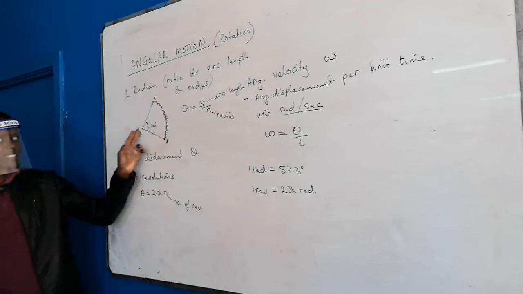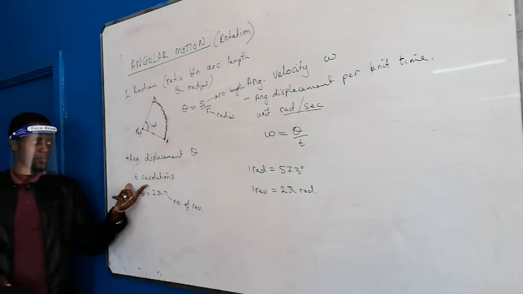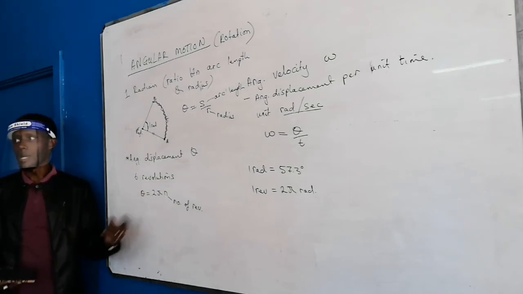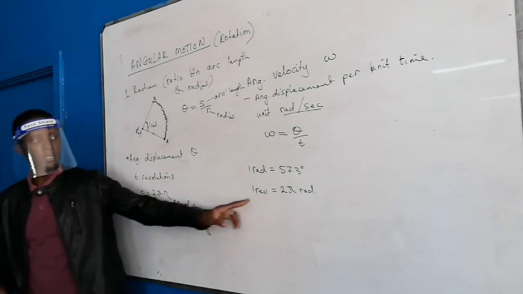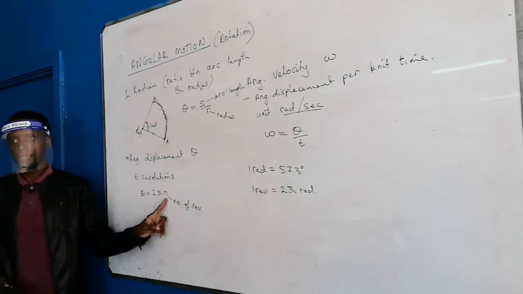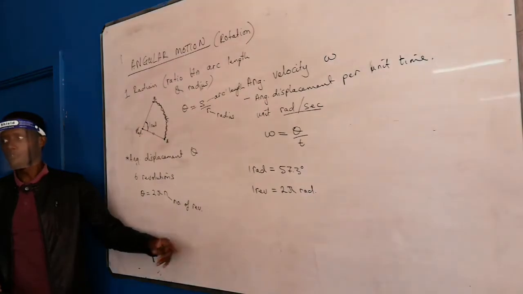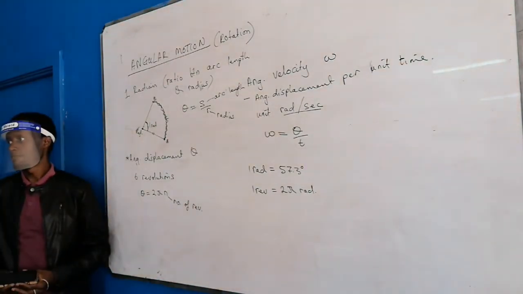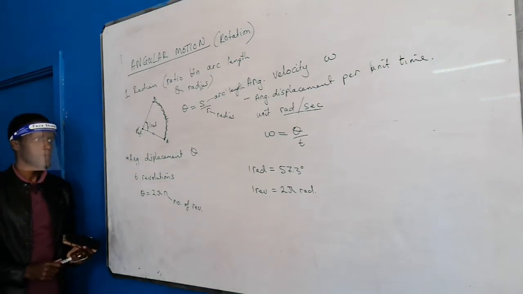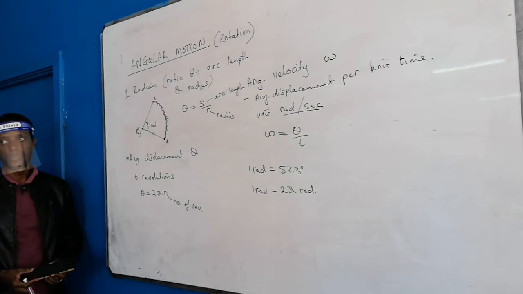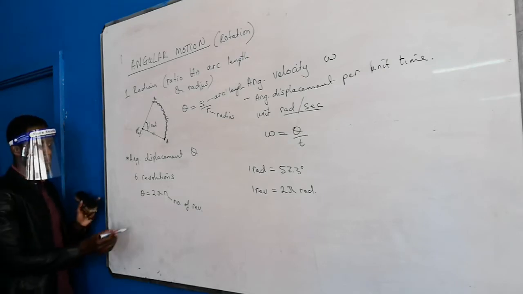Only distances. But with this one, you have made a revolution. And 1 revolution we know is what? Is 2 pi. You multiply by the number of revolutions. If you've made 12 revolutions, that's it. Okay. An example of why radians are easy to use.